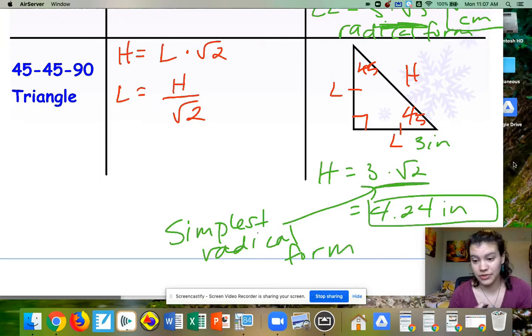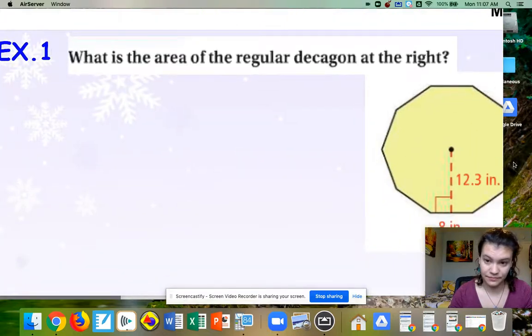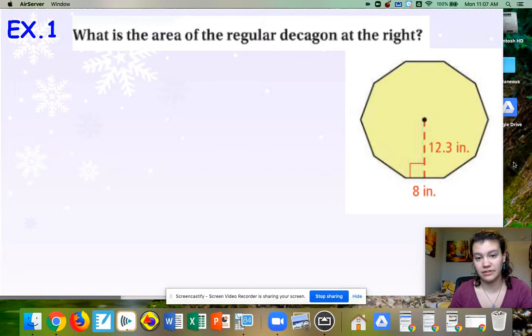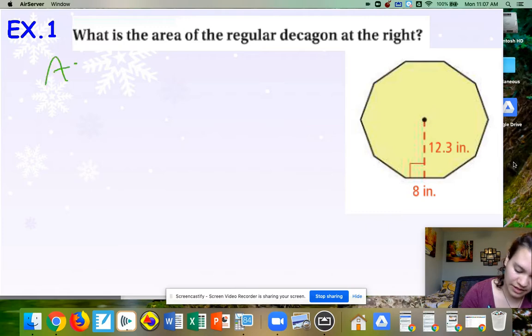All right, so those are the definitions, and we're going to move on to some examples. So here we have the shape. We want to find the area of the regular decagon. Because this is a regular decagon, it's going to be a regular polygon. So we want our area equals 1/2 times number of sides, side length, and apothem.